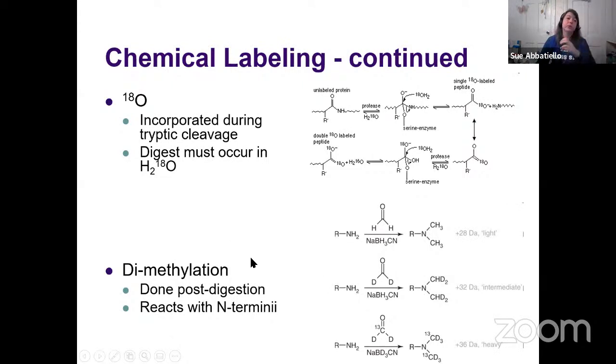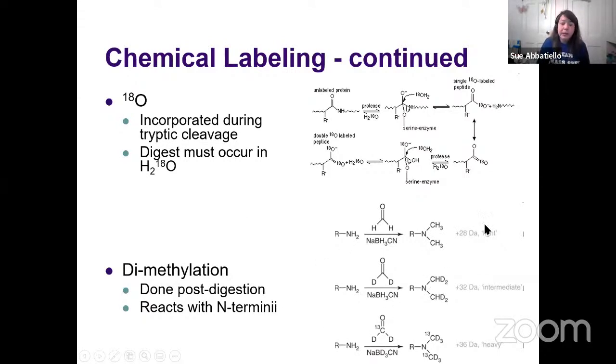You can also take your same sample that was digested in trypsin and redigest it in trypsin with O18 water in one sample and regular water in the other, and you should be able to differentiate them based on this heavy oxygen incorporated into every peptide. Not so great, because the mass difference is only 2. So usually it'll be a mass to charge difference of 1 if it's doubly charged. Another option is dimethylation.